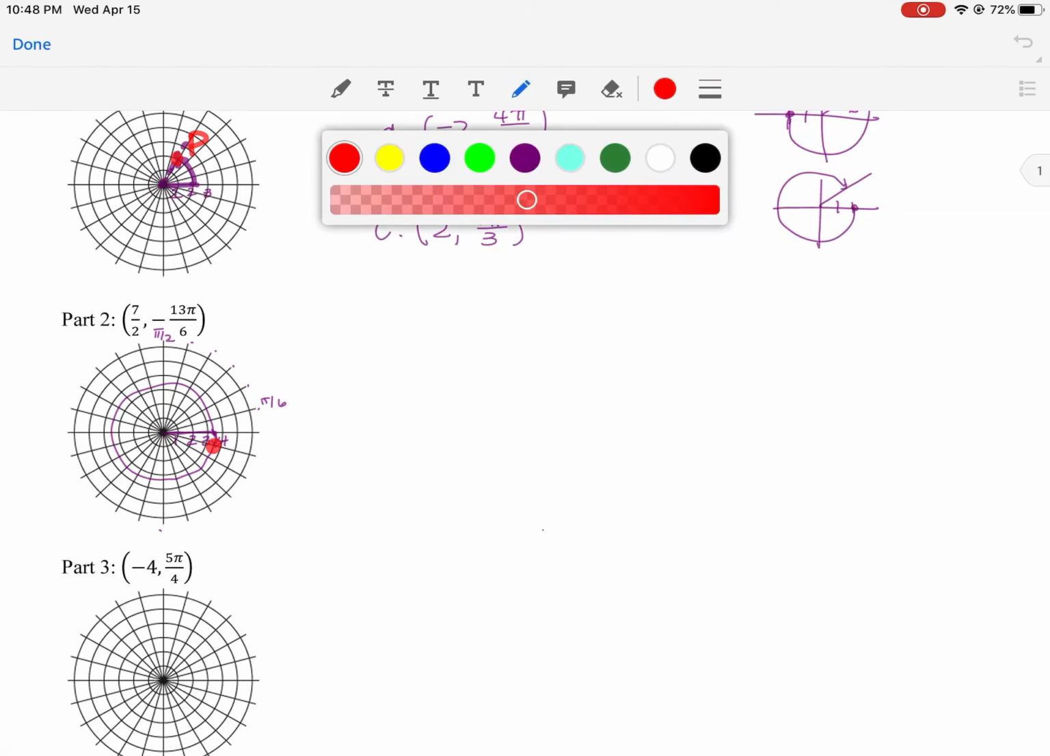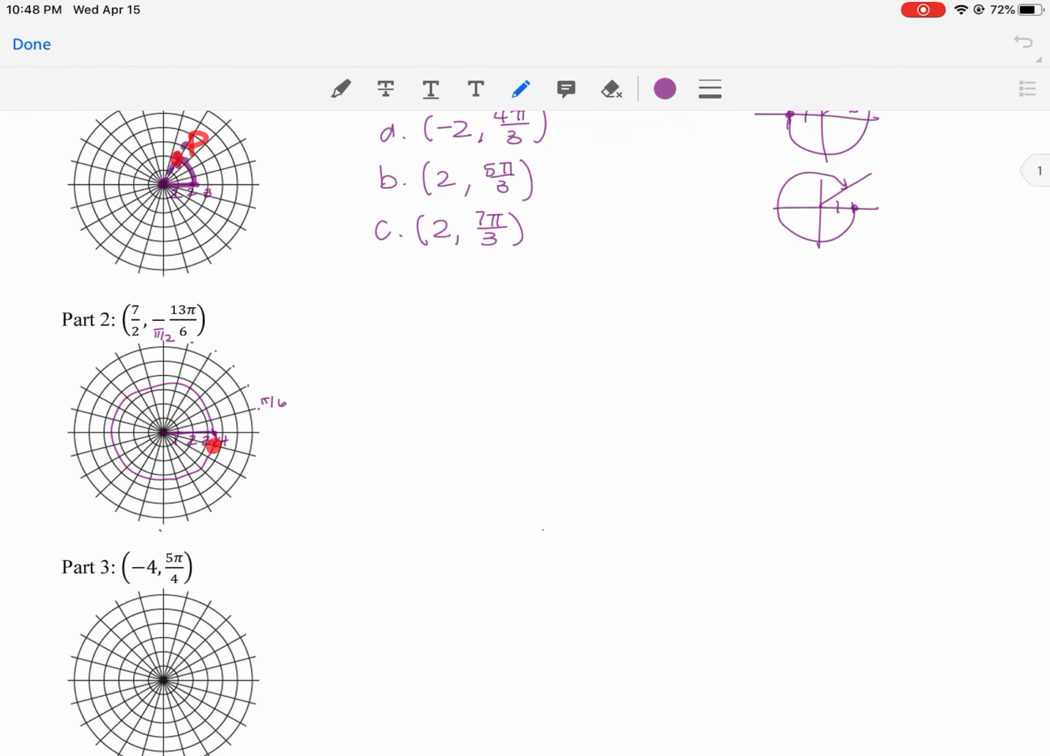Okay, so now let's talk about what these are equivalent to. If our radius was negative, we have negative 7/2. But I wanted to go a positive distance. So this time I'd start over here at negative 7/2, but I want to go a positive distance to get over here. So I would go in that case 5 pi 6, right? Because remember this reference angle here is pi 6. In this case, negative pi 6, right? Okay, so let's go to the next one.